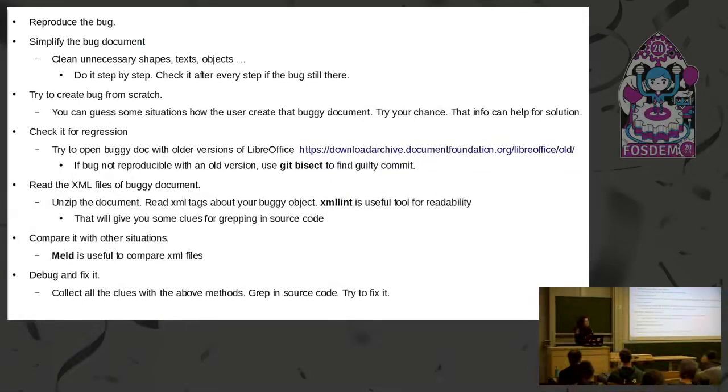After that, we should try the bug in older LibreOffice versions. If there is no bug in older versions, it's a regression. And we can use the Git bisect tool to find the guilty commit.